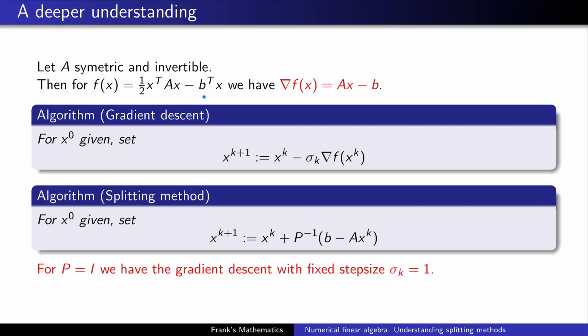I mean, the derivation was completely different. The gradient descent is, if you want to put it that way, an algorithmic interpretation going into the direction of the steepest descent, while the splitting method more or less can be constructed using the Banach fixed point theorem and some splitting. But still, for the specific choice, they're the same.